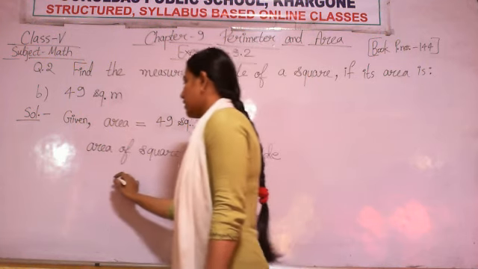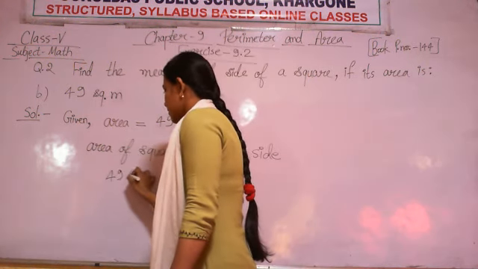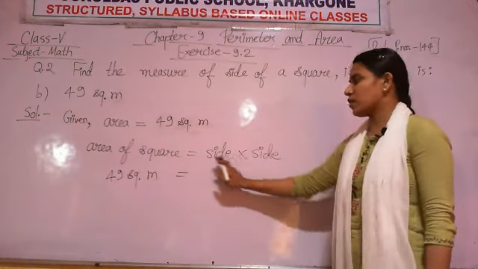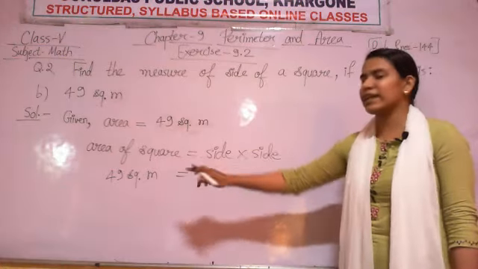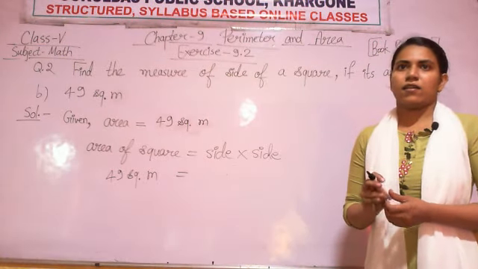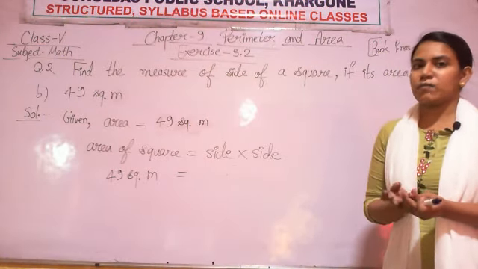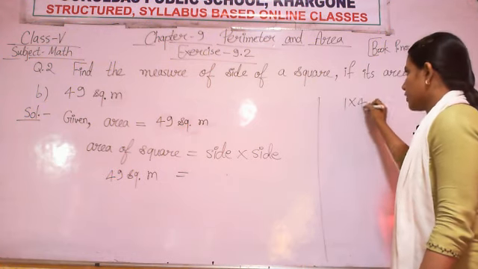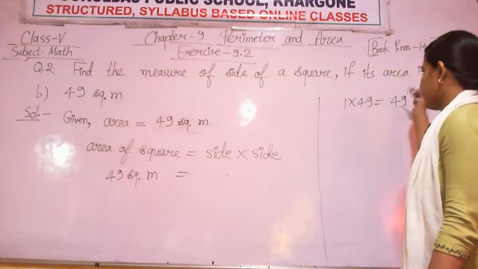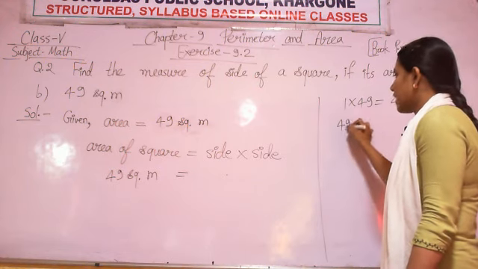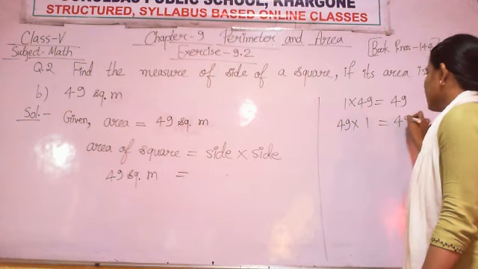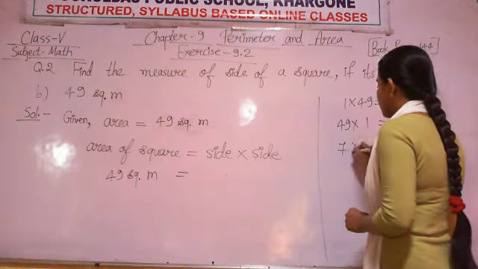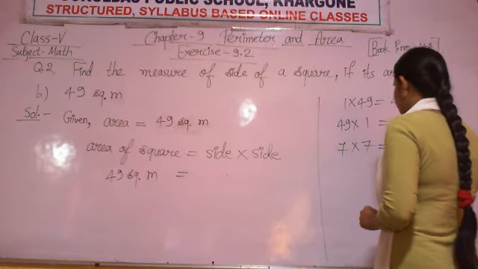What is the value? 49 square meter is equal to, now which two numbers will we use? How can we get 49? Which two numbers will we multiply to get 49? If I multiply 1 with 49, I will get 49. Or if I multiply 49 with 1, I will get 49. What is the other option? If I multiply 7 with 7, I will get 49, right?